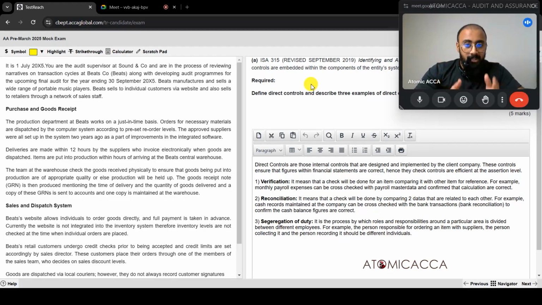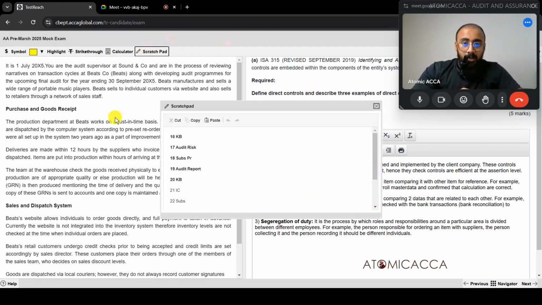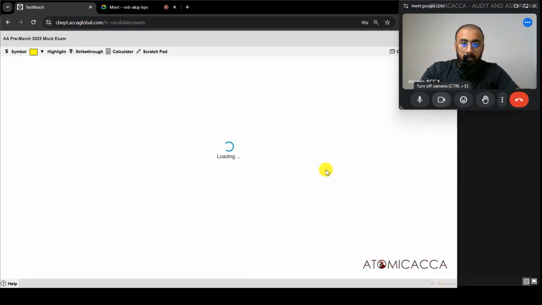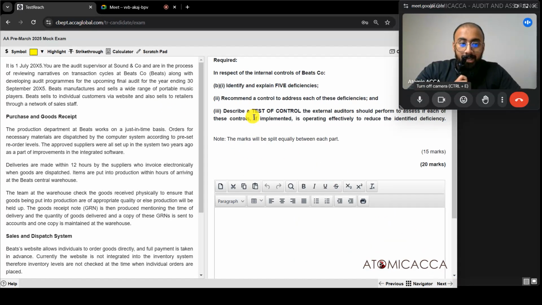Now we move to case study number 2 and we saw that we had a 5-mark worth of knowledge based question over here which we are already done with. So we can move to next question in this particular case study. So this is about internal controls. Question is asking identify and explain 5 deficiencies, recommend a control for these and a test of control. So this will be a 3-box question that we have to do.